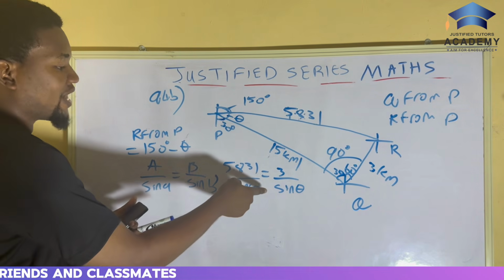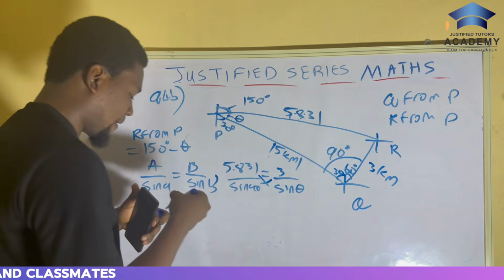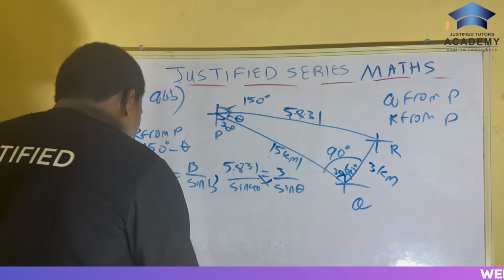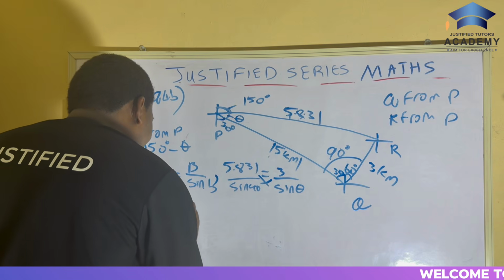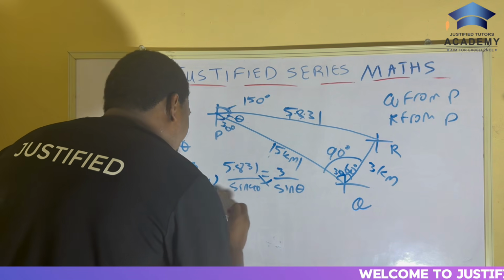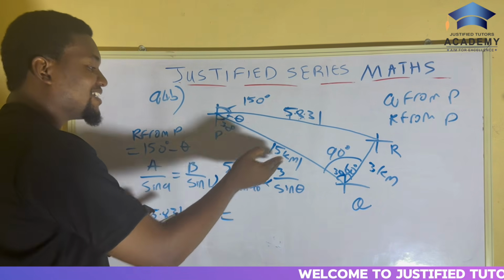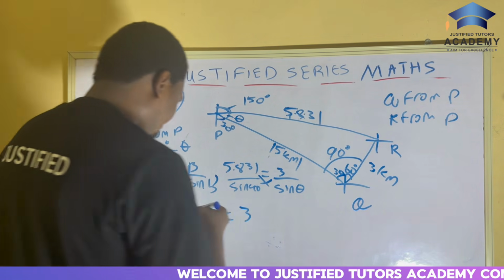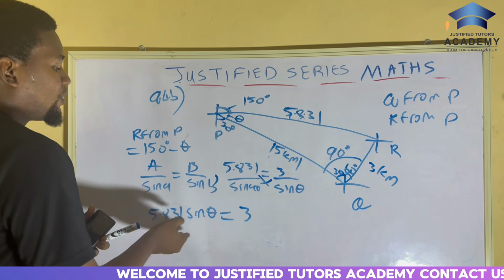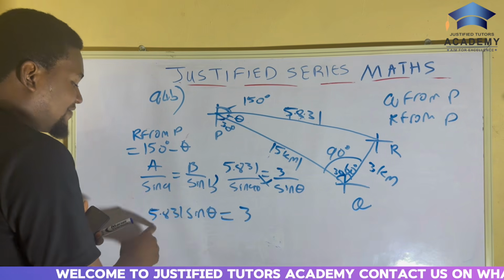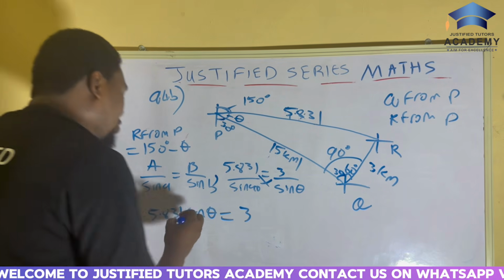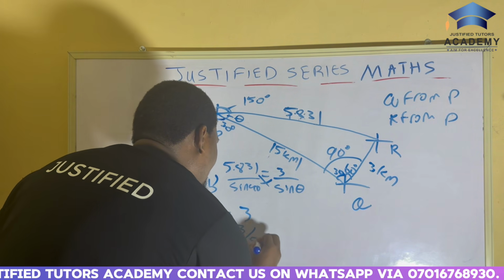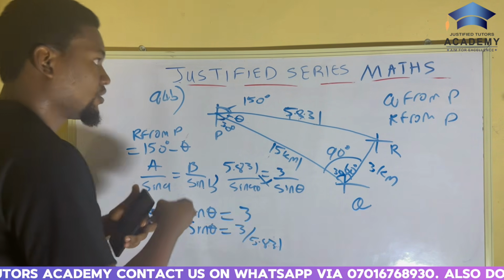So now, what do you do next? You cross multiply. 5.831 times sine theta equals sine 90 times 3. Sine 90 is 1. So 1 times 3 gives us 3. Right? Now, what do we do next? To isolate sine theta, we have to divide both sides by 5.831. So we'll have sine theta is equal to 3 over 5.831.